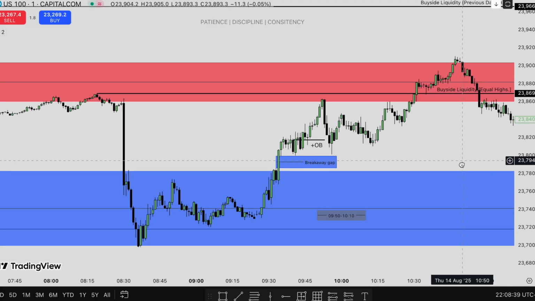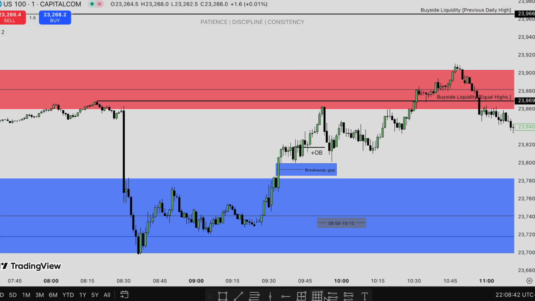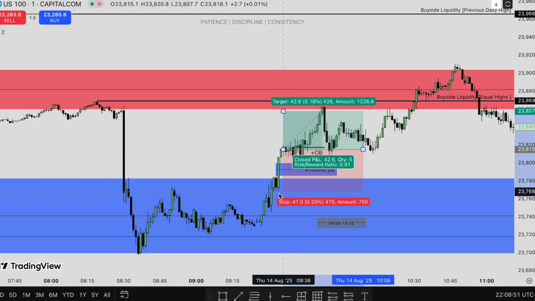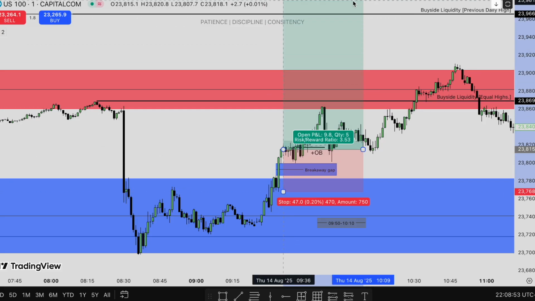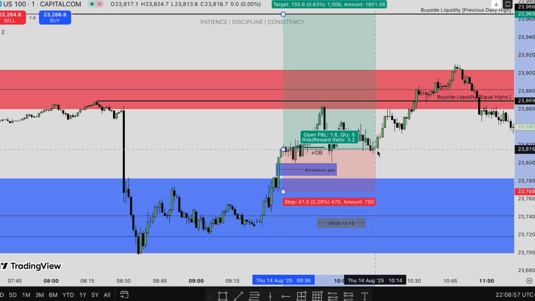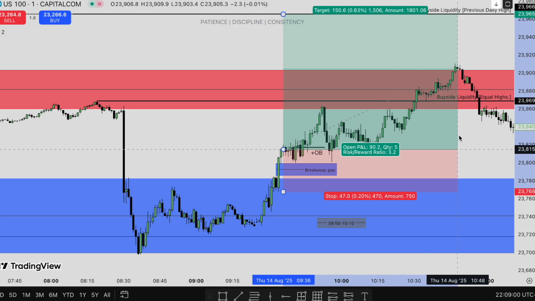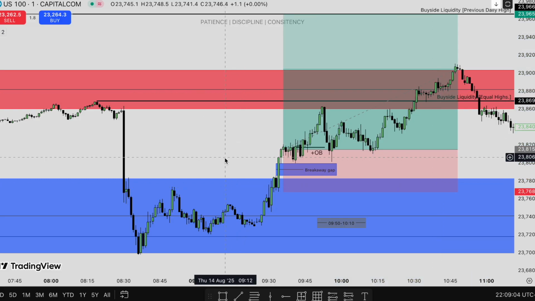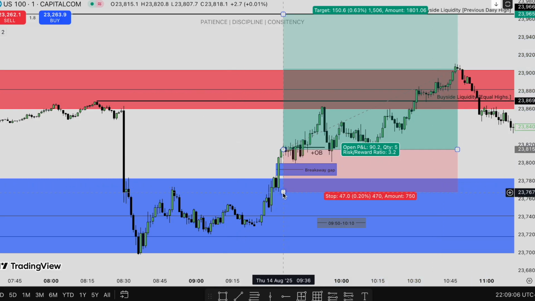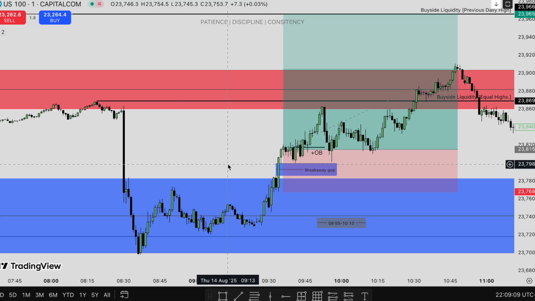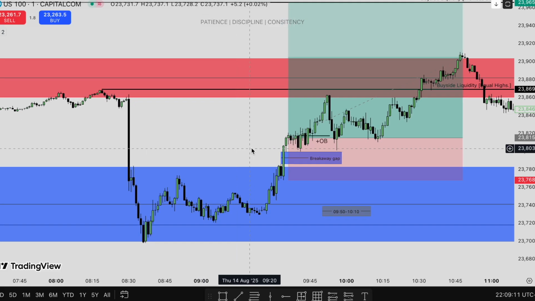So I had already measured out that even if I enter right here, I would still get a 1:3, right? So that's what I was looking for. I ended up getting stopped out somewhere here. So this is what I was looking for: enter here, stop loss here, 1:3.